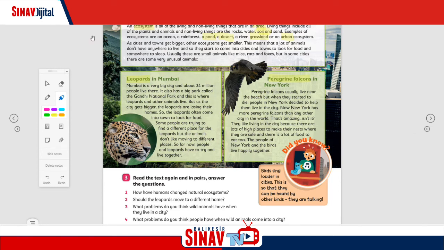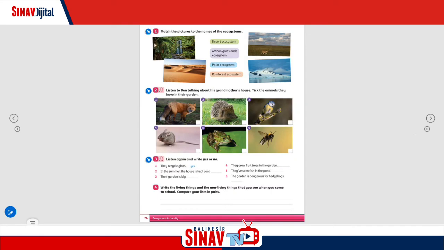For more practice, go to your activity book, page 74, and do exercise 1, exercise 2 and 3. If it's possible for you to do the listening, okay, you can do it. And exercise 4 is about writing. So exercise 1 and 4, you have to do it. Exercise 2 and 3, only if it's possible for you to do the listening part.